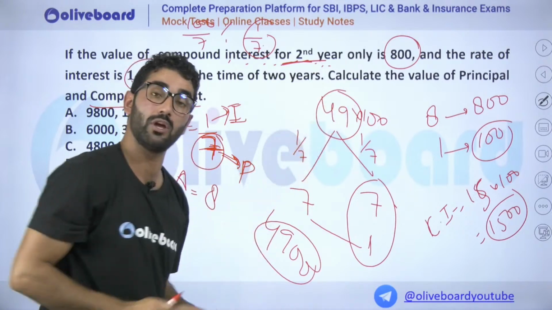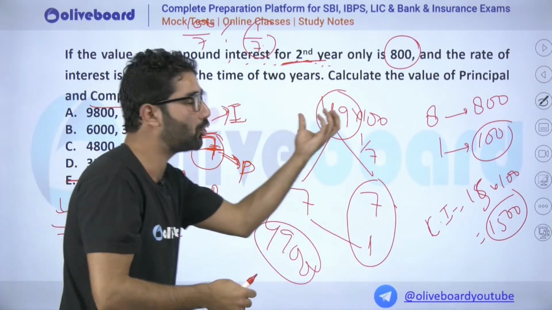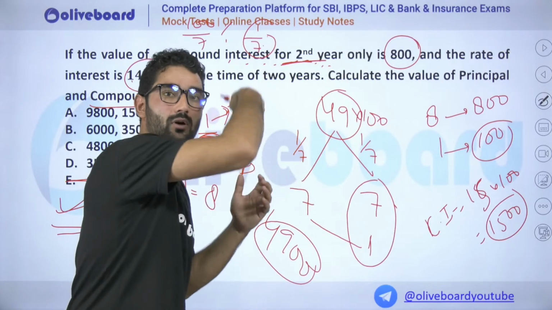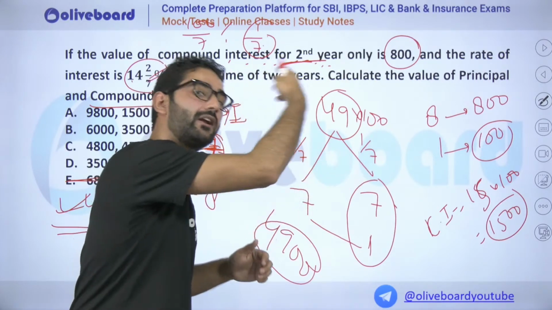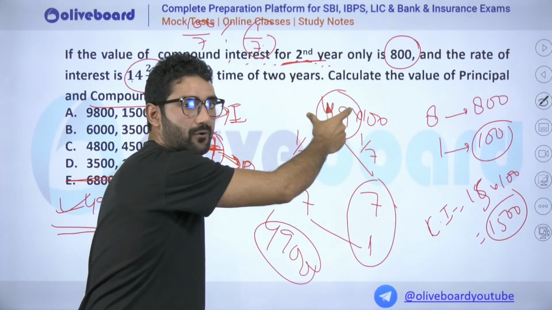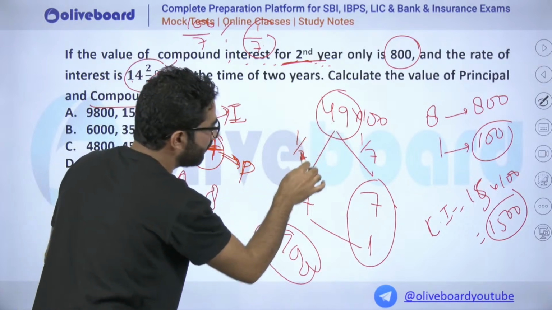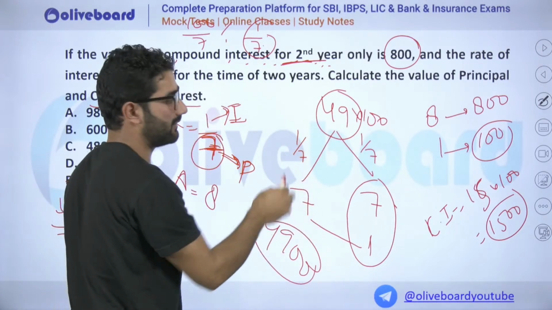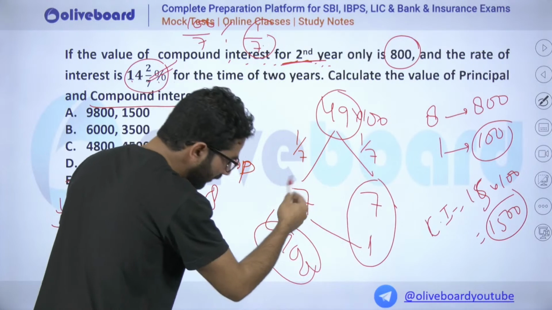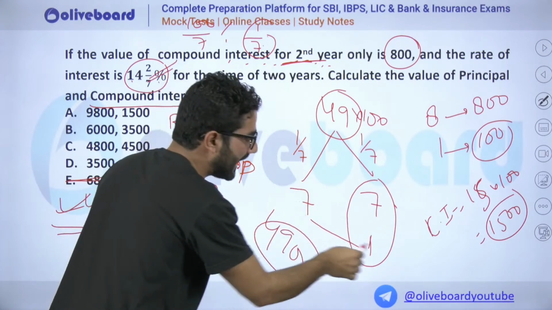So square it. If there are 3 years, cube it. If it is 4, take power 4. If it is 5 years, take power 5. That is why we are making it 49. Now 49, 1 upon 7 ratio, that is why 7 rupees. 7 rupees. The extra amount will come for the second year, that is 1.